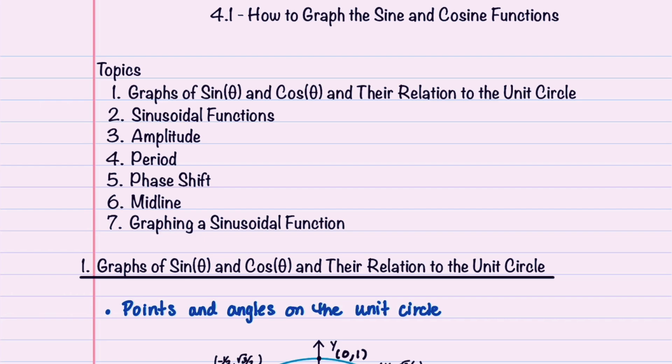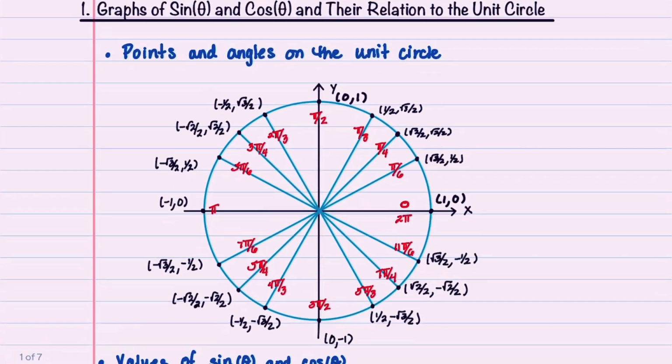We'll begin by looking at how we can use the unit circle to graph the sine and cosine functions. The unit circle pictured here contains angles measured in radians and their corresponding coordinate points. To relate these angles and coordinate points to the graphs of sine and cosine, we'll draw a right triangle in the first quadrant.